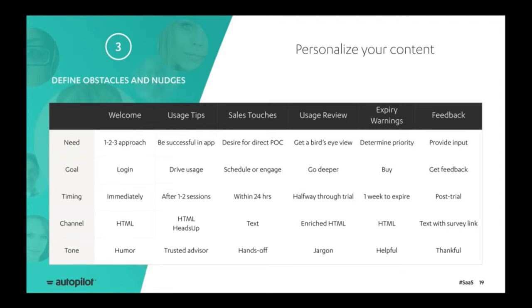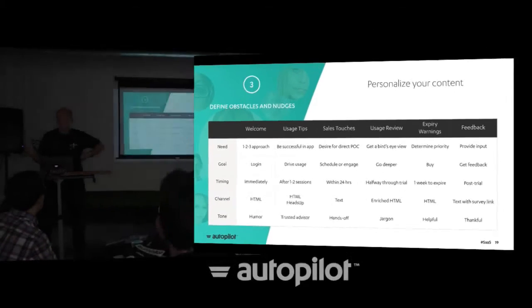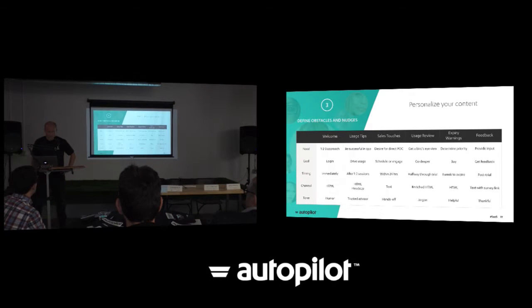Expiry warnings, we've all seen those, you're coming close to the end. And then feedback emails, which are a really effective way at the end of a trial to help understand why maybe people didn't convert. So in each of these, and I don't want to go into all of this right now, but we will share this afterwards. But in each of these areas, you want to identify a need.